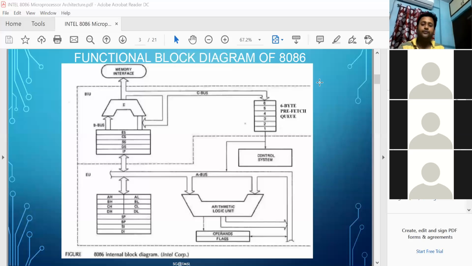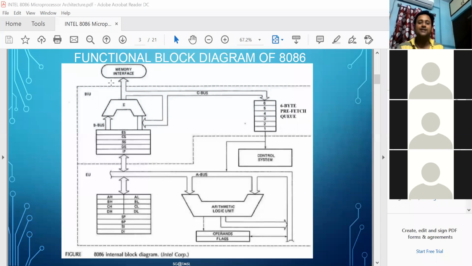Here, if the instruction is 6 bytes long, a total of 6 bytes at a time will be fetched by the processor, and it goes in this way using the data bus and is stored inside this queue, because the queue can store a maximum of 6 bytes at a time.